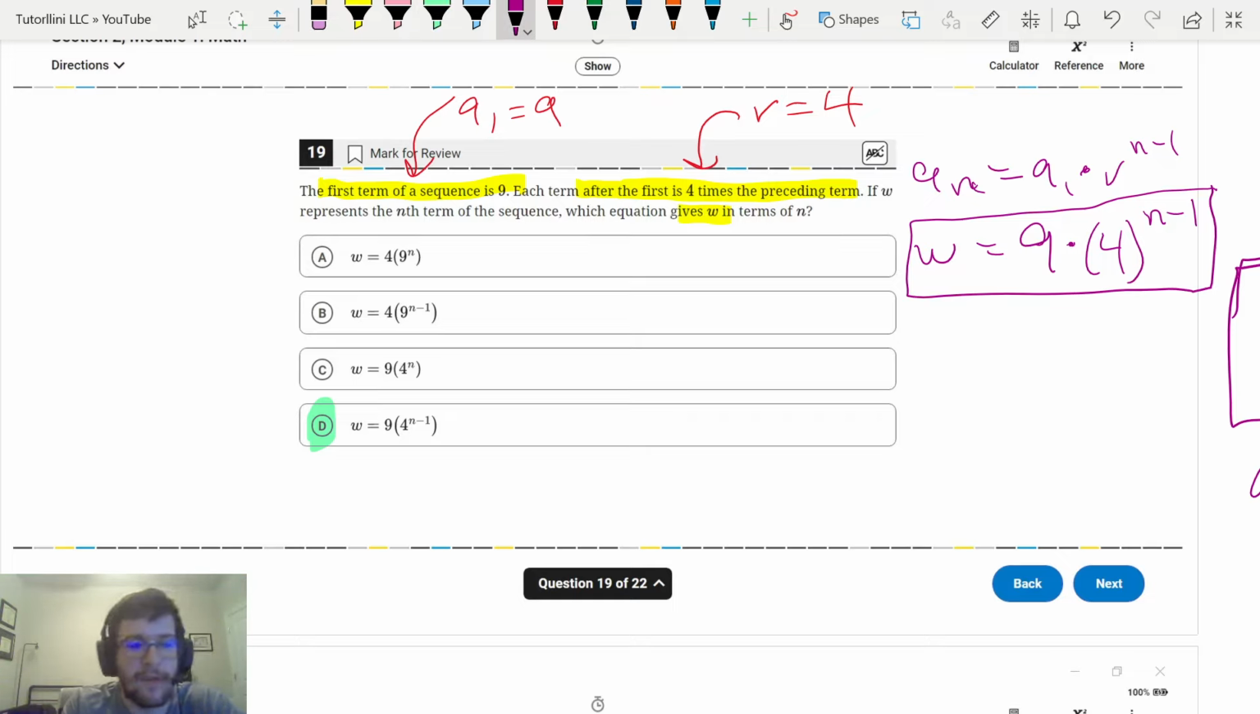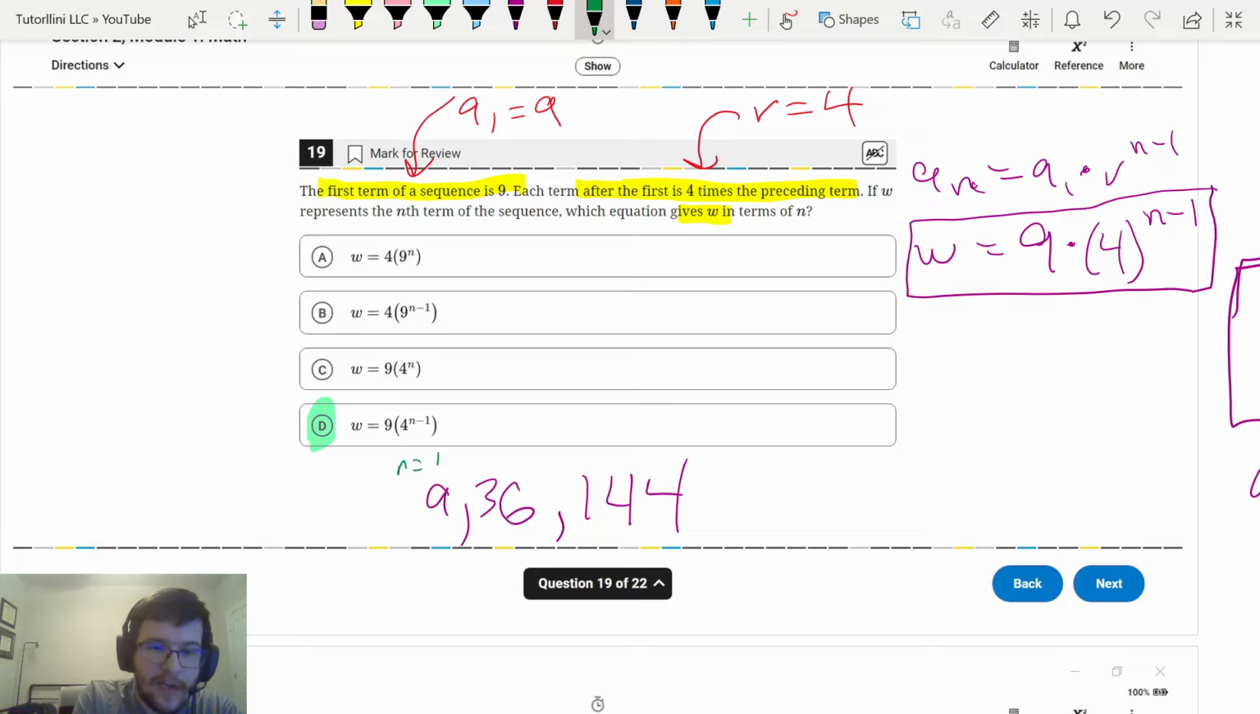Something you could do to improvise is write out the first couple terms. So let's say it's 9, and then times 4 would be 36, and then times 4, and I'm just doing this on a calculator, 144. That's probably enough. This would be n equals 1, n equals 2, and n equals 3. So you could plug in 1 into all of them and see if you get 9, then plug in 2 and see if you get 36, and then plug in 3 and see if you get 144. That would have been a really good way to improvise the answer.